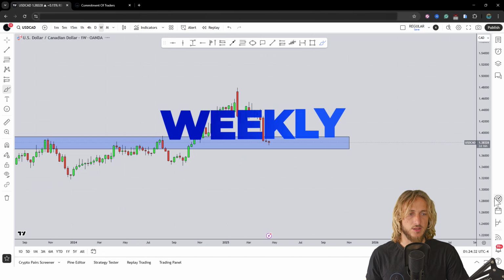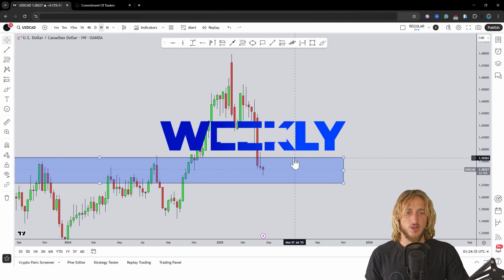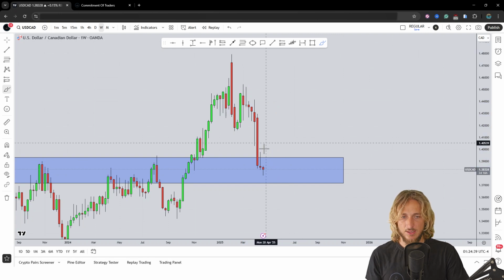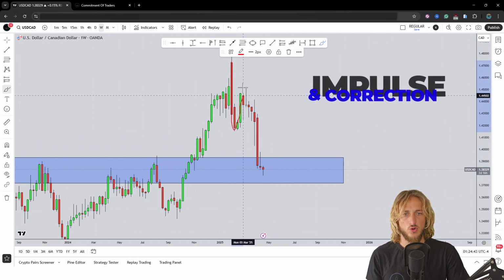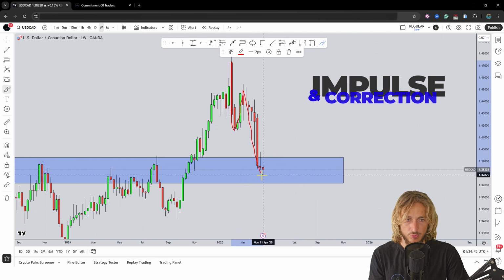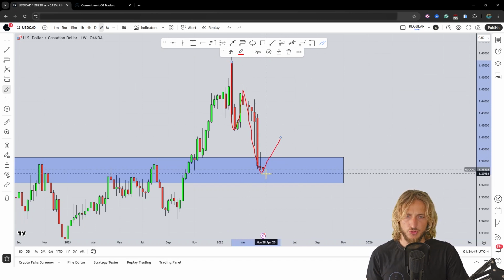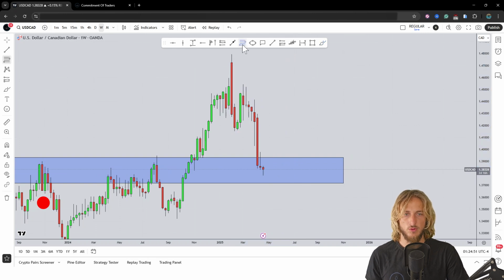Dropping down on the weekly time frame, what we can see is that the market definitely seems overextended to the downside inside of this demand and support zone. We had a clear impulse correction, the market then created a new impulse, and we still haven't seen any kind of correction. So we had a huge push to the downside with no meaningful correction.